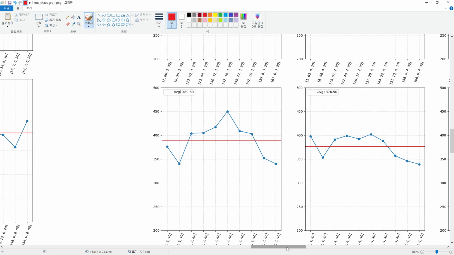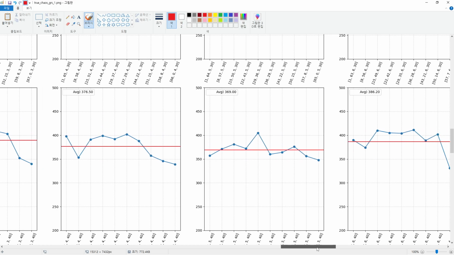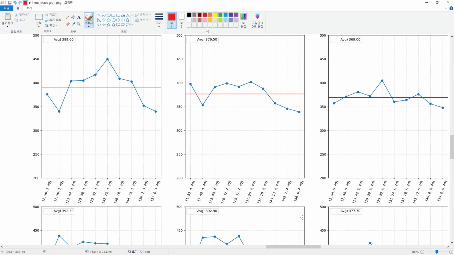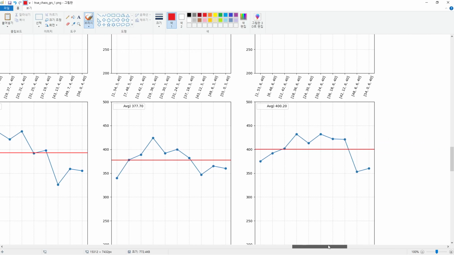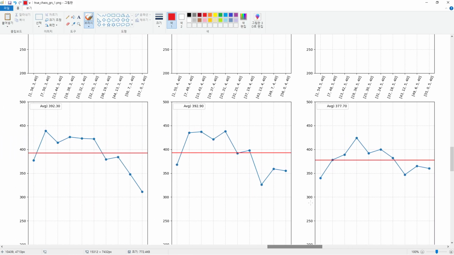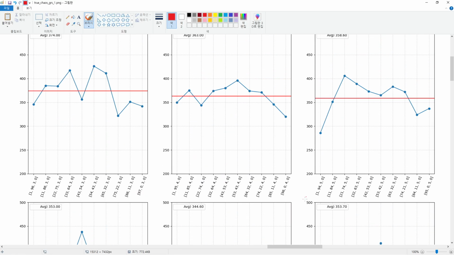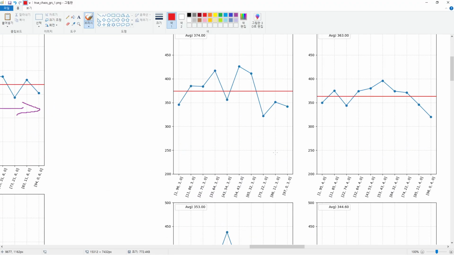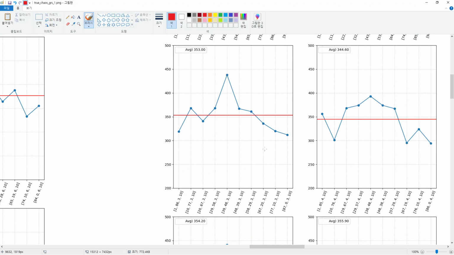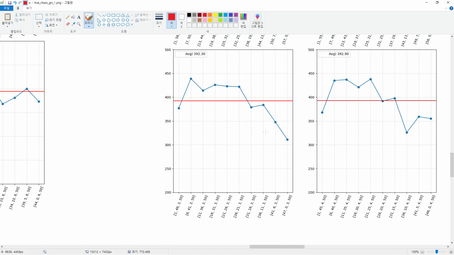389, 376, 369, 386. Kind of decreased. 392, 392. Wow, again. 377, 400. Okay, increased. Let's have a look vertically. 374, 353, 354, 361, 389, 392.